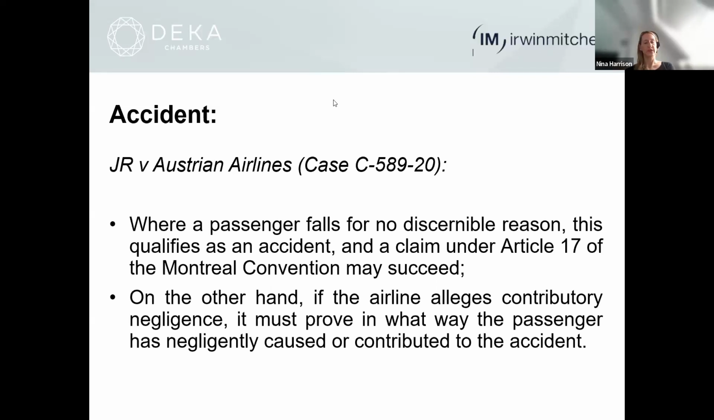However, it was also determined in that case that the carrier could rely on Article 20 with regards to contributory negligence, and that the passenger wasn't holding the handrail of the stairway because she had her hands full. So Article 20 of the convention is interpreted as meaning that where an accident causing injury consists of a fall of the passenger for no ascertainable reason, the carrier may be exonerated from its liability towards that passenger, but only to the extent that, taking account of all the circumstances in which that damage occurred, the carrier proves that the damage suffered by the passenger was caused or contributed to by the negligent or wrongful act or omission of that passenger. So essentially, if the airline alleges contributory negligence, it has to prove in what way the passenger negligently caused or contributed to the accident.